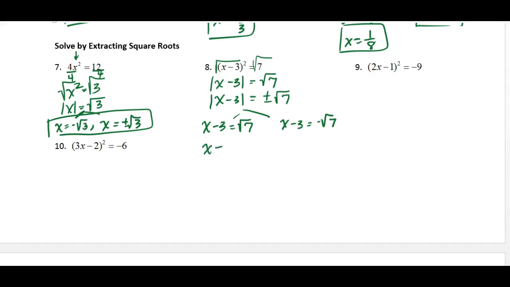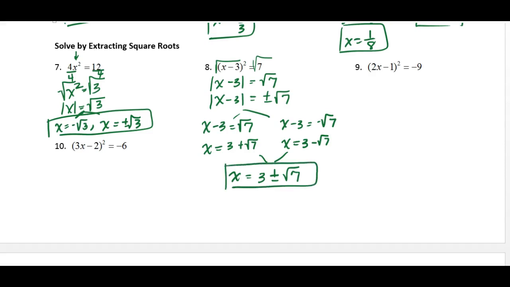Either way, you're going to be adding a 3 to both sides. Right? So you can combine your answers to look like this. You could put the plus or minus in there. Okay? That's what your solution should look like. Or if you're not happy with that, you could call it x equals 3 plus the square root of 7 and x equals 3 minus the square root of 7. Either one's okay with me. I'm okay, as long as you understand that we have to deal with the positive and the negative possibilities there.